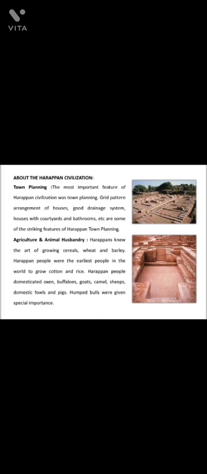At the same time, we see that the Harappan people were also engaged in animal husbandry. They domesticated different animals, and some of the most commonly found animals were oxen, buffaloes, goats, camels, sheep, fowls, pigs, etc. Now, another animal is considered to be of great importance to the people of the Harappan civilization. This animal was the humped bull, which has been depicted in most of their seals.